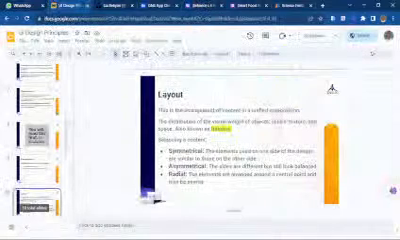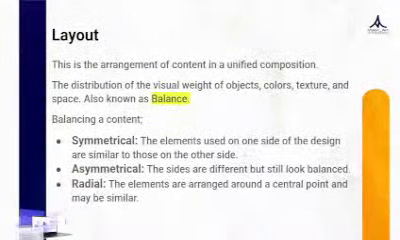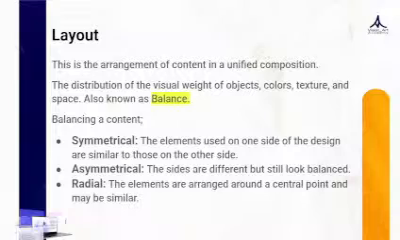Now let's go to asymmetrical. Asymmetrical is the opposite. The sides are different but still look balanced. The elements are different in layout, but they still look balanced. This is often what we have in our design, mostly when we are not even concerned about what is here and what is there. We just want to put in everything, but our design still looks balanced.